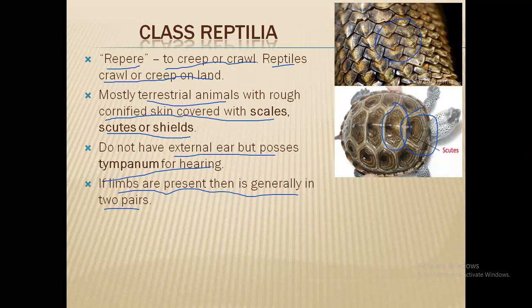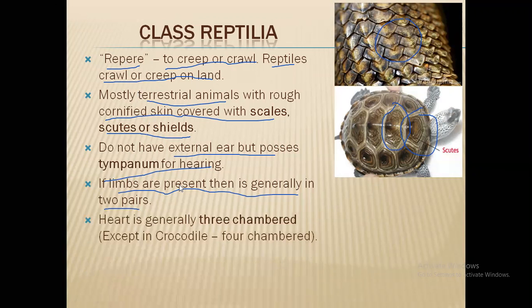तो उनके 4 पैर होते हैं. 2 पैर आगे की तरफ, forelimbs, 2 पैर पीछे की तरफ, hind limbs. But in some cases you'll find कि it is also not present. कुछ में limbs नहीं होता. जैसे आपका example हो गया snake. Snakes, they do not have limbs. ठीक है. Heart is generally 3 chambered.